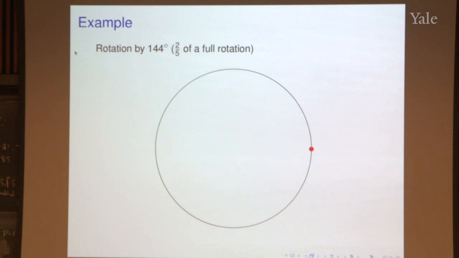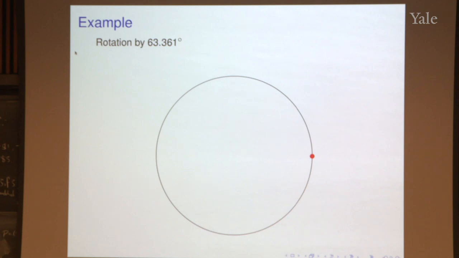Okay, so now I'll rotate by a different angle. Originally I was rotating by a third of a full rotation. Now I'll rotate by two-fifths of a full rotation. All right, so I go around. Now this time I pass my original point. That's okay. Around, and then I get back to where I started. So far we've seen some rotations that always land back where they started and eventually just repeat themselves over and over again.